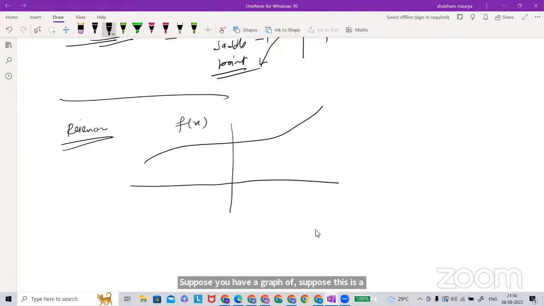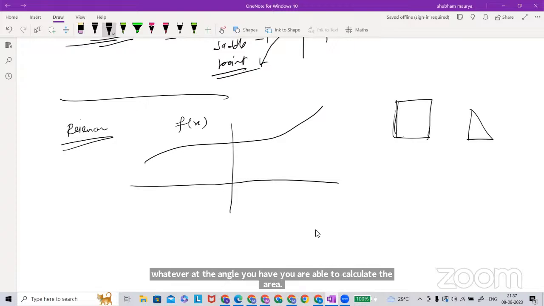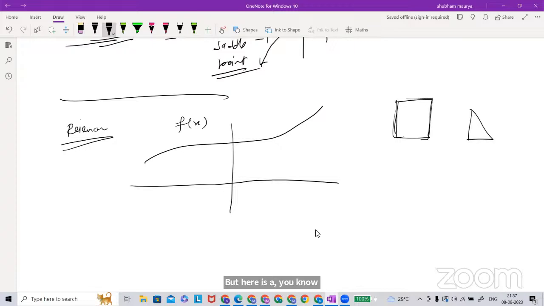Okay, suppose you have a function f(x), this one. All of you know the word integration, so I'm not going to go deeper, but generally we think of integration as finding the area under a curve. You are able to calculate the area of a square, or a right-angle triangle, or whatever triangle you have. There are formulas for such cases, a trapezoid or anything.